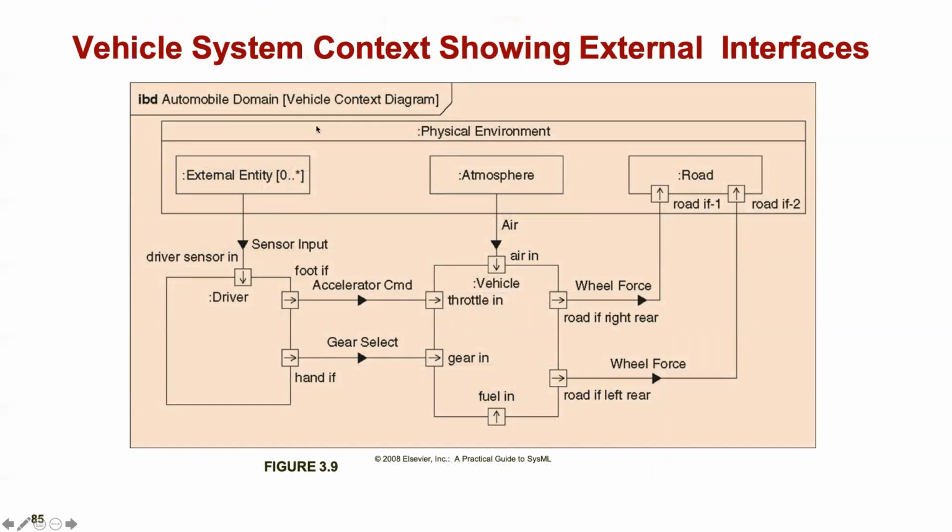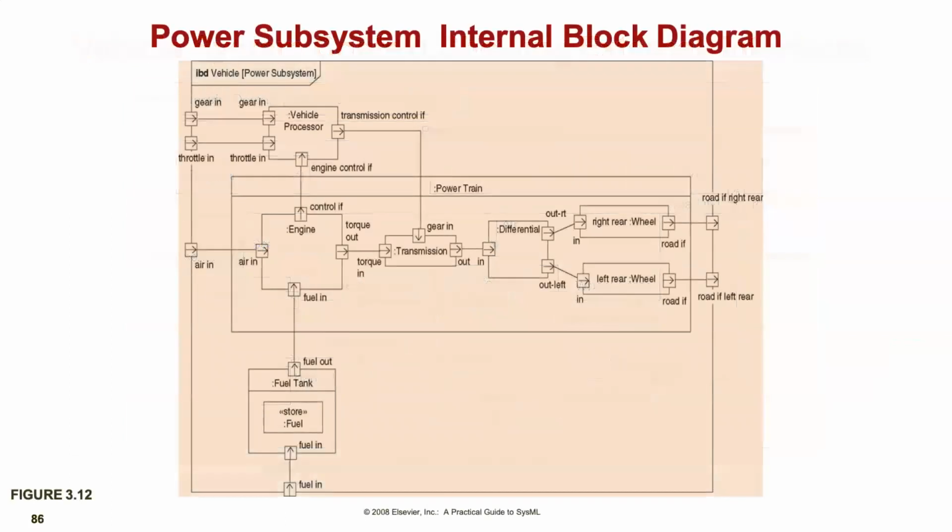So here is the vehicle system context showing the external interfaces. We showed this already, so this is just maybe a reminder. And so you have the driver and the vehicle, and the physical environment, as we have the atmosphere and the road conditions. And so the driver and the vehicle have to be engaging, and there's interfaces between those that are laid out here for this model.